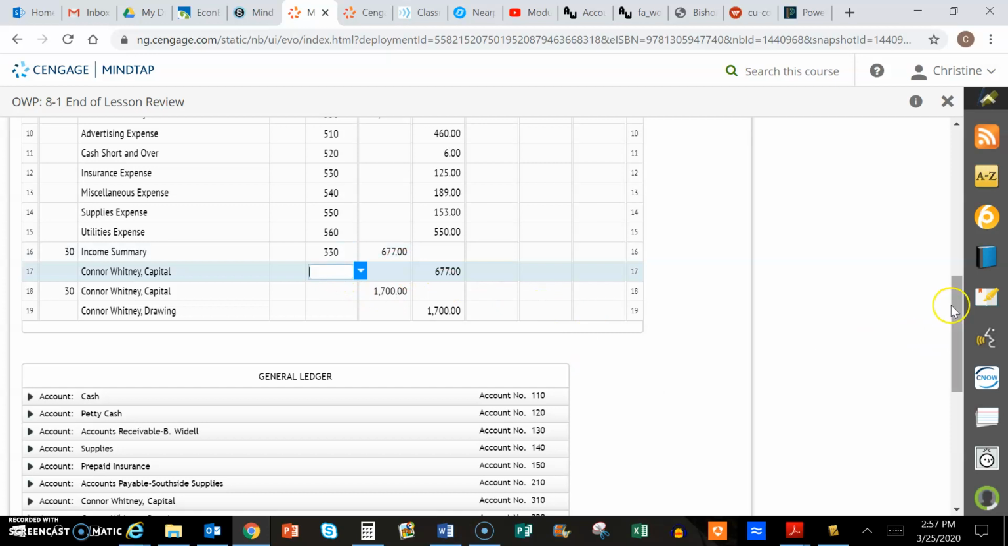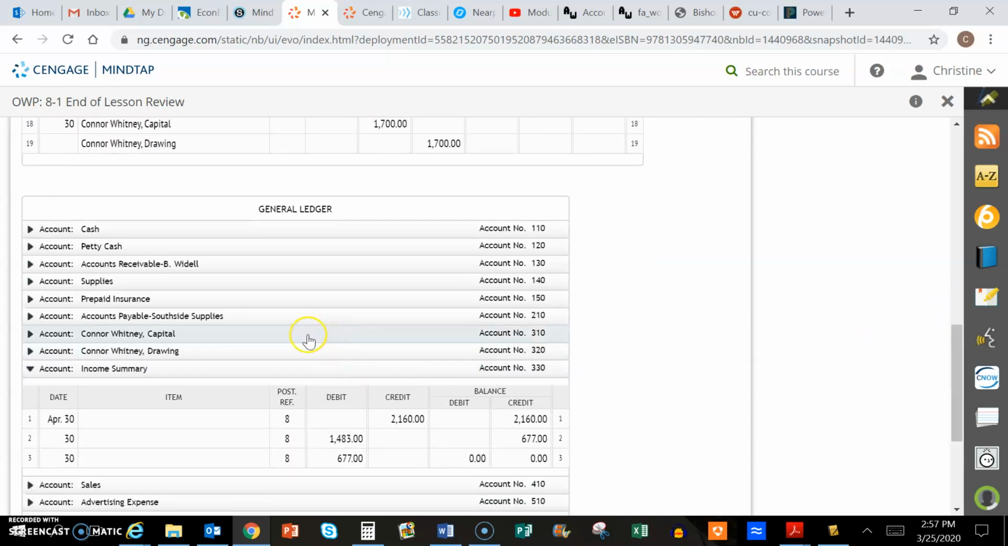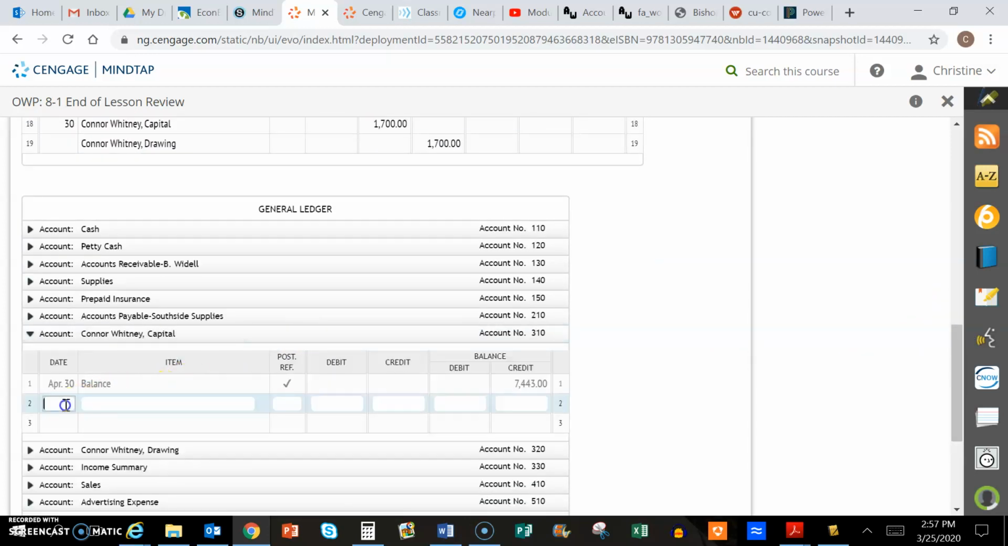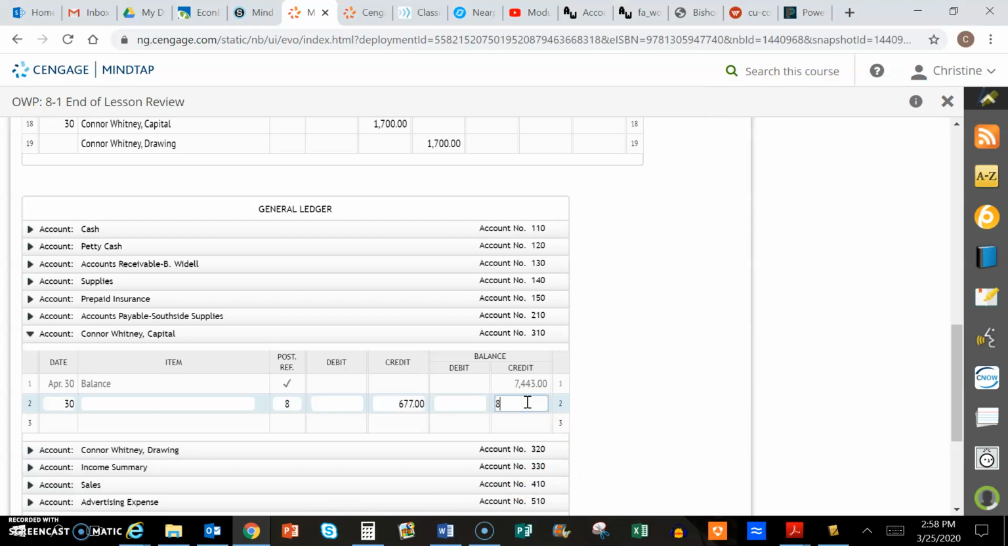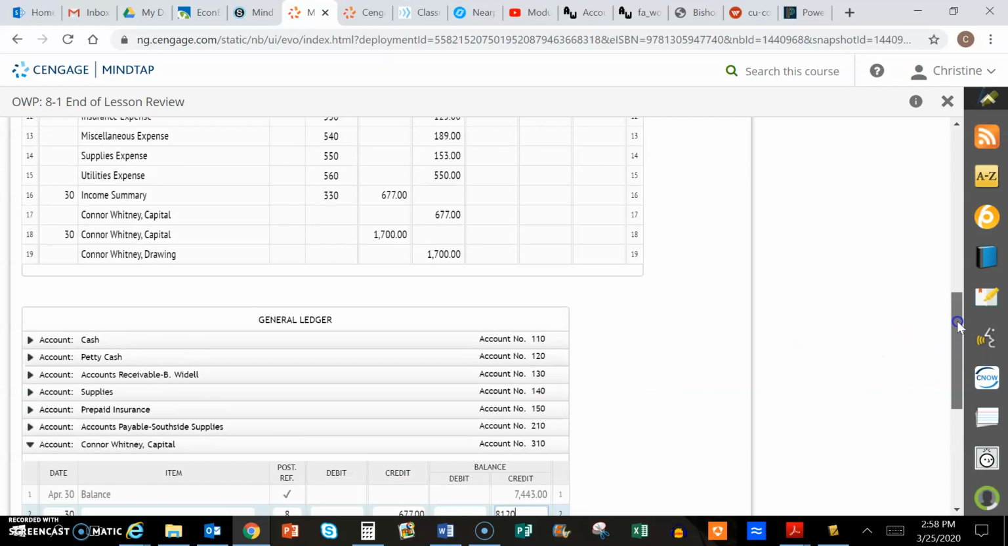Okay, then we're going to go to capital. Capital will not zero out. If capital zeroes out, that means you are worth nothing. So we want to make sure that does not zero out. So at this point, we have a credit of 74.43 in there. We have another credit of 677. We're going to add those two together, and we get 8120. I'm going to put 8120 right here. And I'm going to bring my 310 back up top.